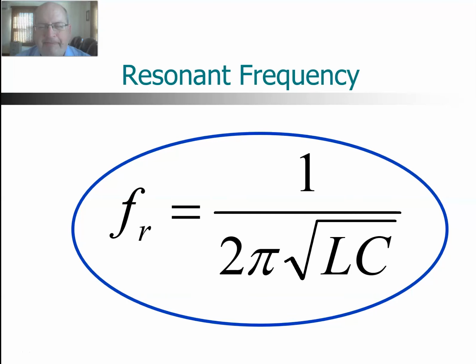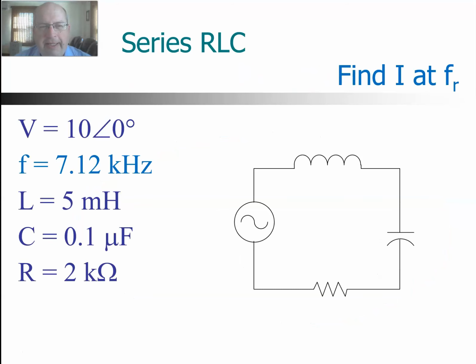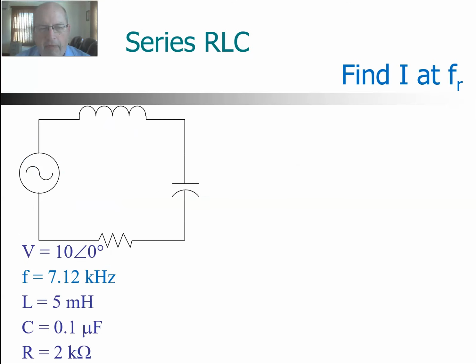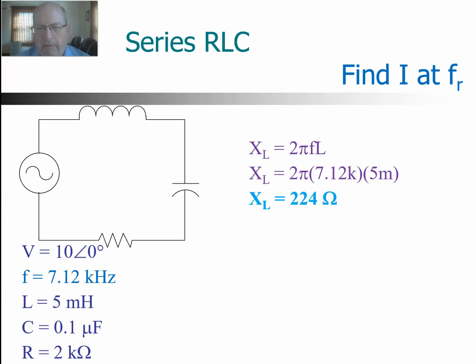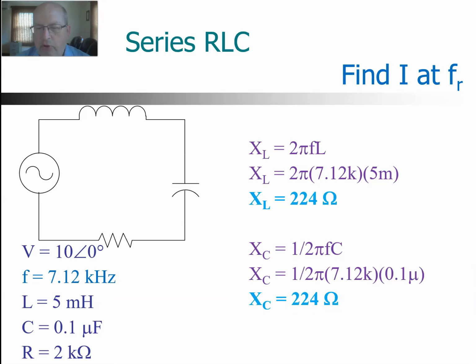It's an important formula. Okay, so let's take a look at what happens in our circuit at resonance. Frequency is 7.12 kilohertz. So let's find the current at resonance. We'll figure out the values of X_L at resonance: 2 pi times 7.12 K times 5 mil for the X_L. That works out to 224. We'll do the same thing for X_C, 1 over 2 pi times 7.12 K times 0.1 micro, and that works out to 224.